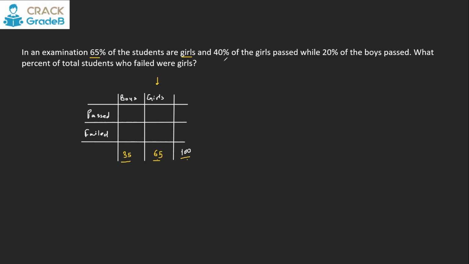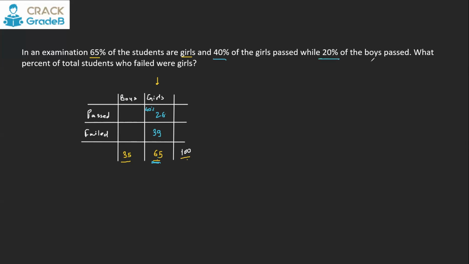Also, it says 40% of the girls passed. So out of this 65, 40% passed, so you can calculate 40% of 65. 10% of this will be 6.5, 20% will be 13, and then 40% will be 26. So out of 65, 26 girls passed. So the remaining 39 girls will go here, that is, they go into failed.